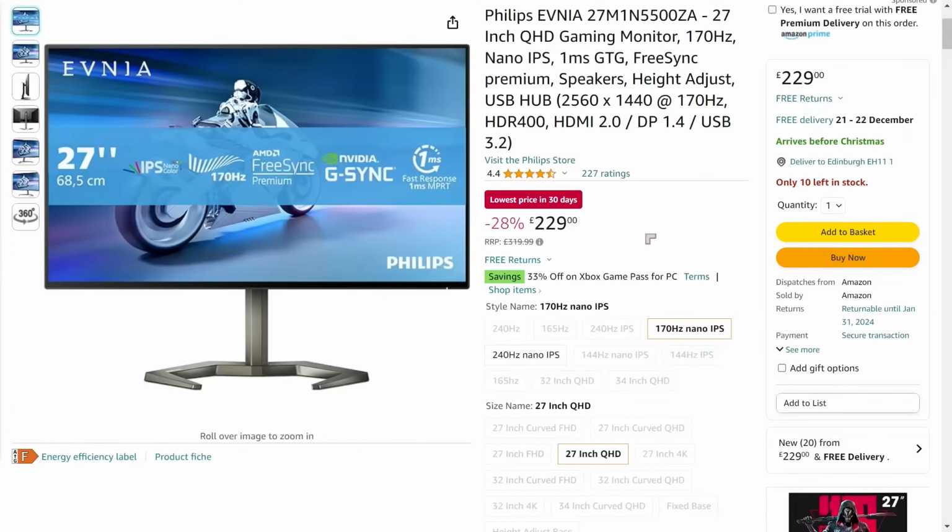Sadly, I could not find anything similar to this in the United States right now. And again, that's one of the reasons I think this is a clearance price. I think we're getting to the end of this particular line. The specs are amazing.